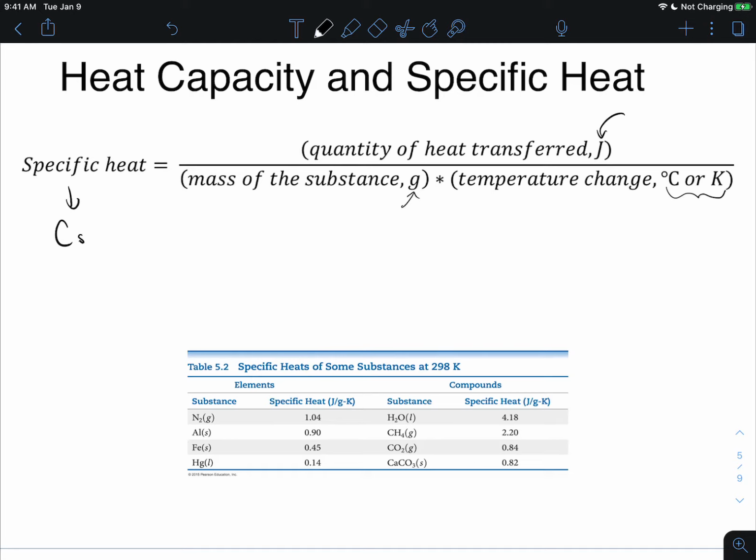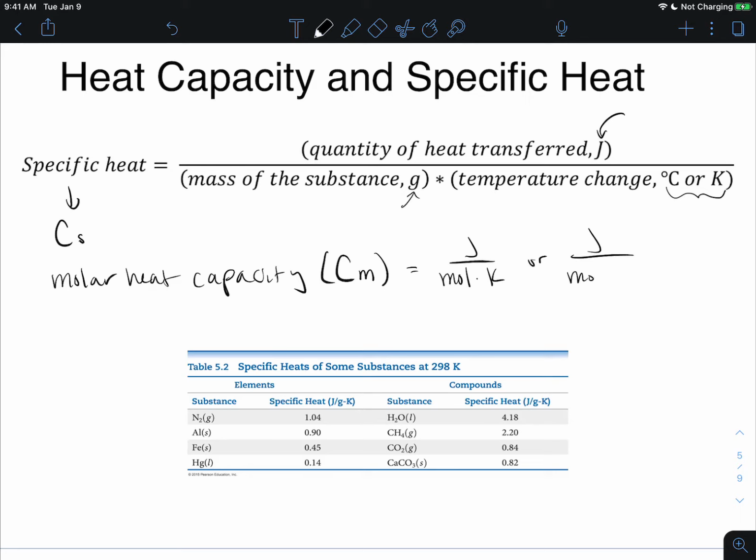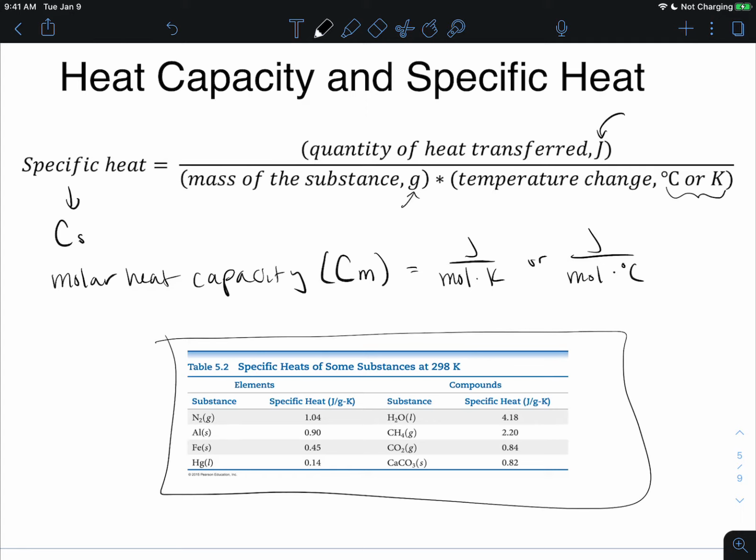We can also have our molar heat capacity, which is going to be slightly different. It's going to be C subscript M, but instead of mass, it's going to be moles. So it's going to be joules over moles times Kelvin, or joules over moles times degrees Celsius. Again, these are interchangeable. Okay, here are some specific heats of substances, and we almost always use specific heat.